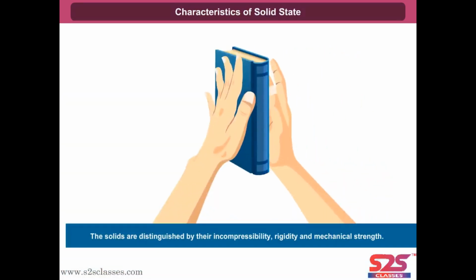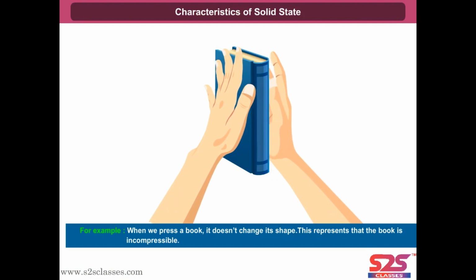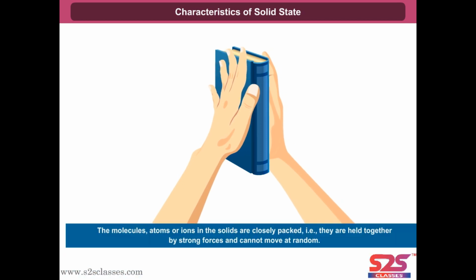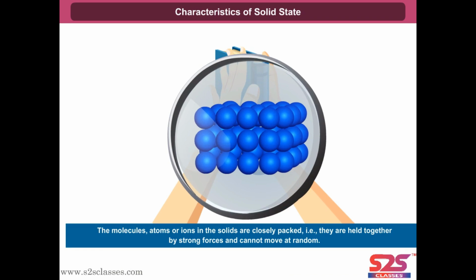The solids are distinguished by their incompressibility, rigidity, and mechanical strength. For example, when we press a book, it doesn't change its shape. This represents that the book is incompressible. The molecules, atoms or ions in the solids are closely packed. That is, they are held together by strong forces and cannot move at random.